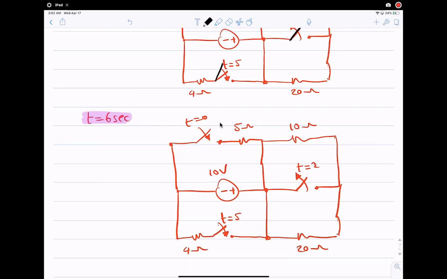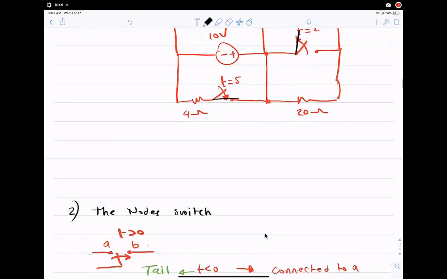For the time t equal 6. For t equal 6, 6 is greater than 0, so I'm toward the head. 6 is greater than 2, toward the head. And 6 is greater than 5, so toward the head, right? Again, at time equal 0, it closed. I'm at time equal 6, after the time 0, so this switch is closed. This switch is opened at time equal 0, so I'm past that time, then it's in the open state. Time equal 5, it closed. At time equal 6, it passed this time, so the switch is closed. And this is the first type of the switches.